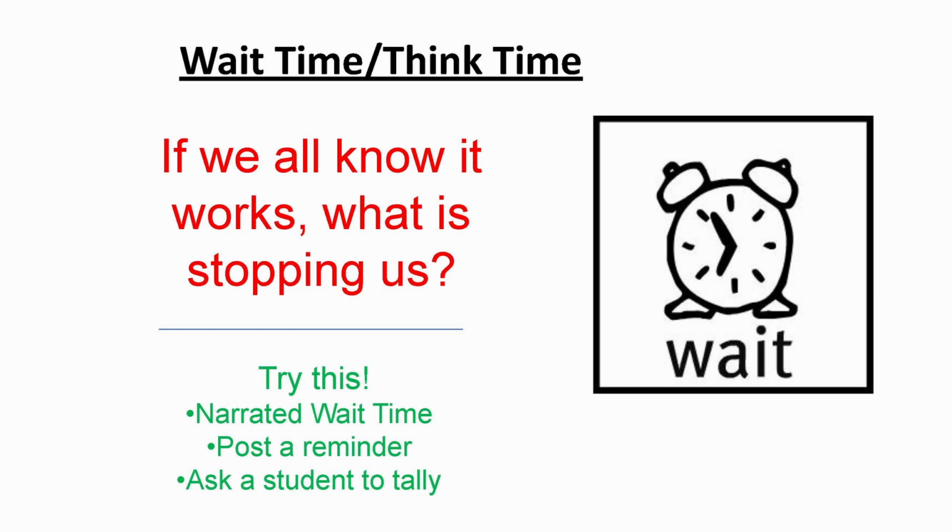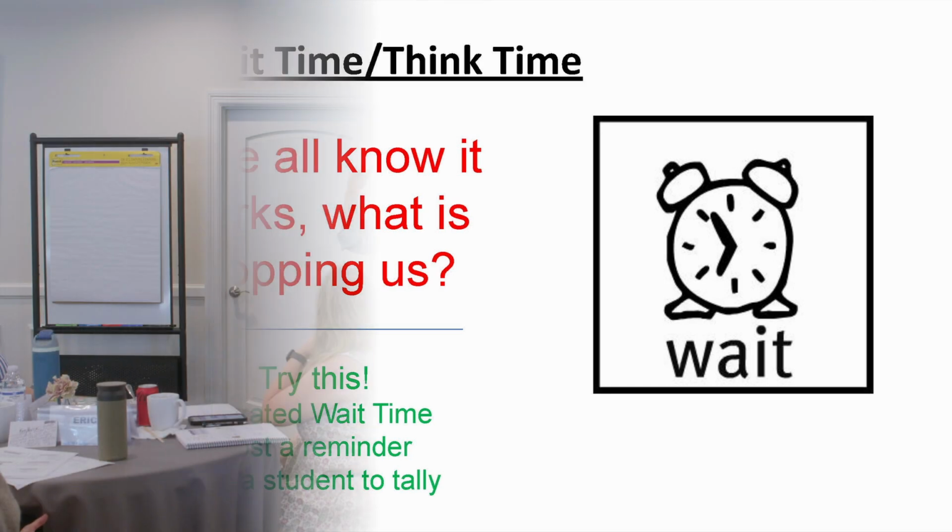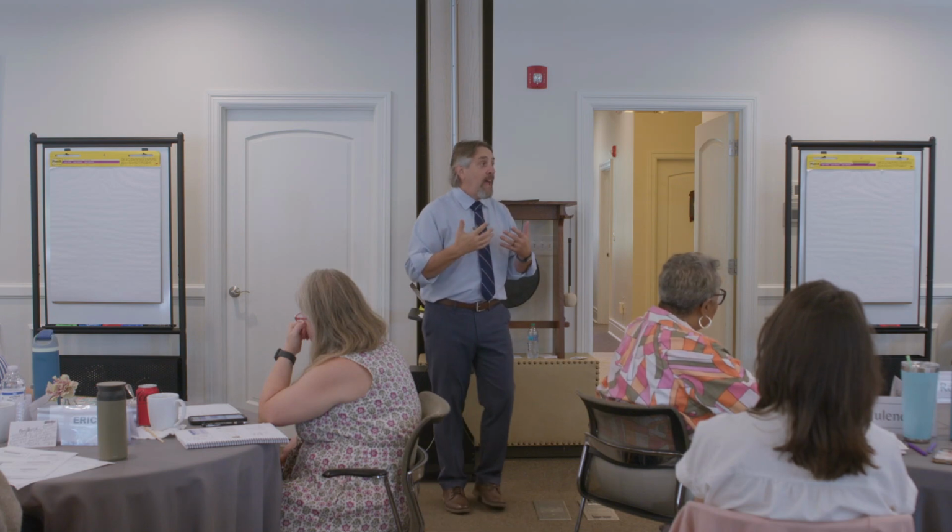So he called it think time, and he actually came up with, I think, 7 or 8 different categories of wait time. For example, one of them is wait time 1, where I ask a question, I just wait before I call on a student. Another category is a student asks the teacher a question, and then you wait before you answer the question that the student asked. Another one is teach students to wait on each other. So there's a variety of categories of wait time that you can use for kids.